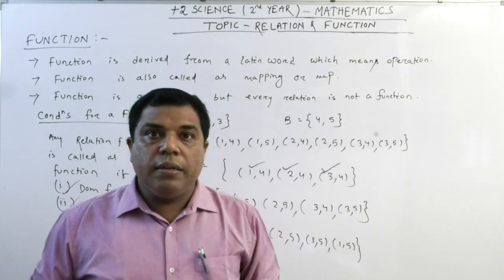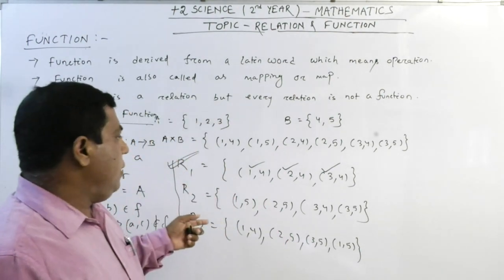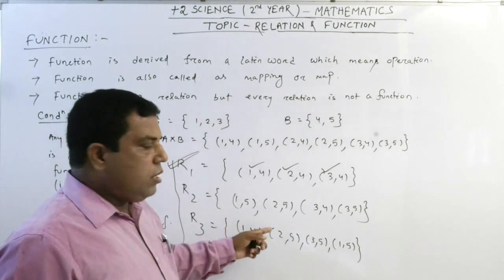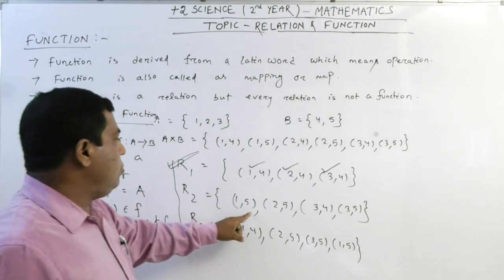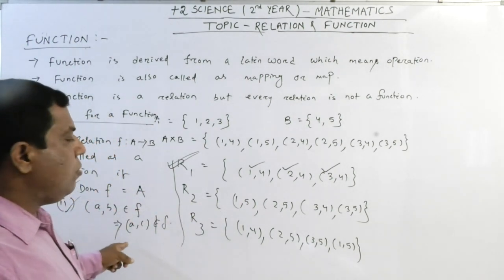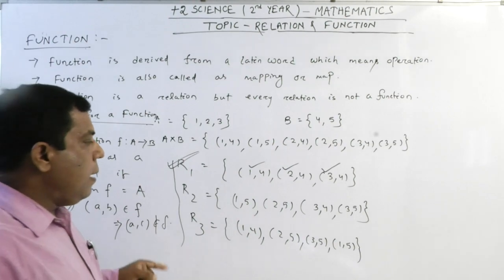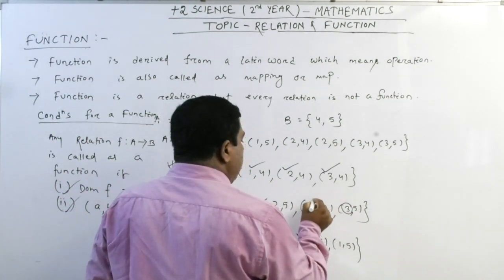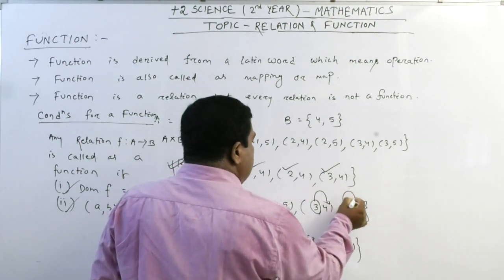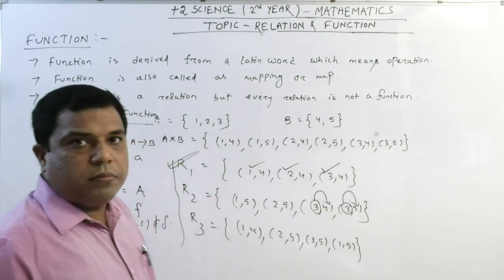Why? The first condition is satisfied, the domain equals set A, but the second condition is not satisfied. Why? Because this element 3 has two connections. 3 is connected to 4 and 3 is connected to 5.